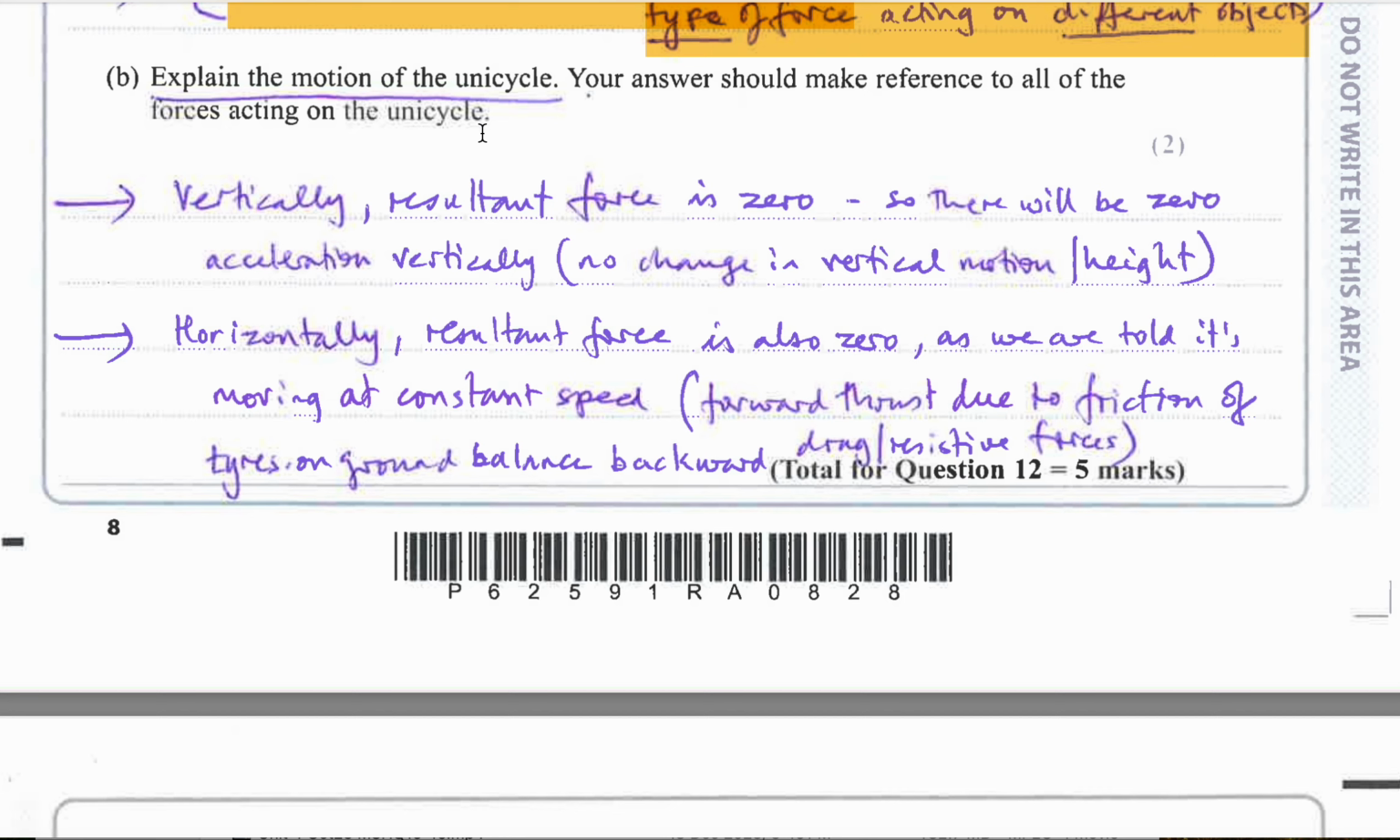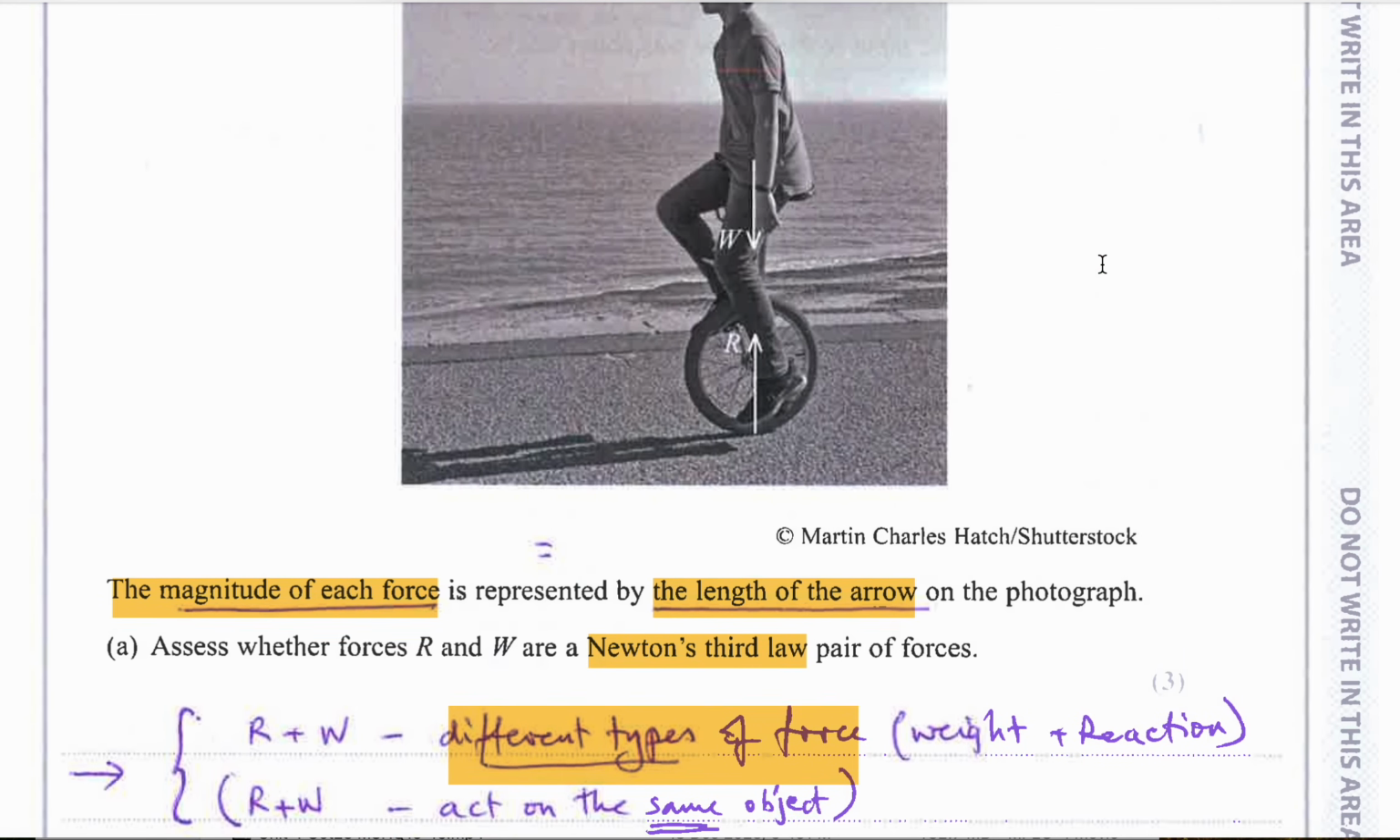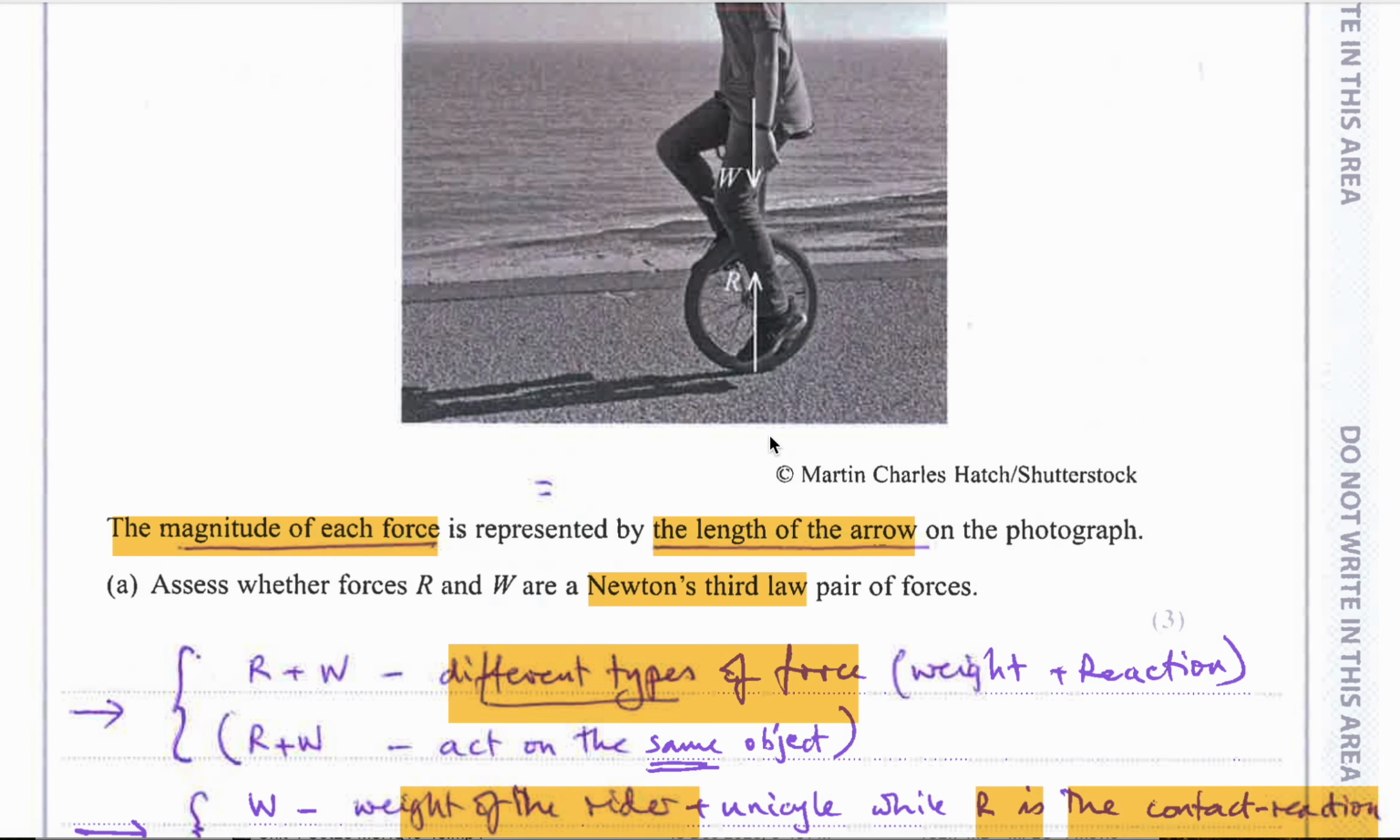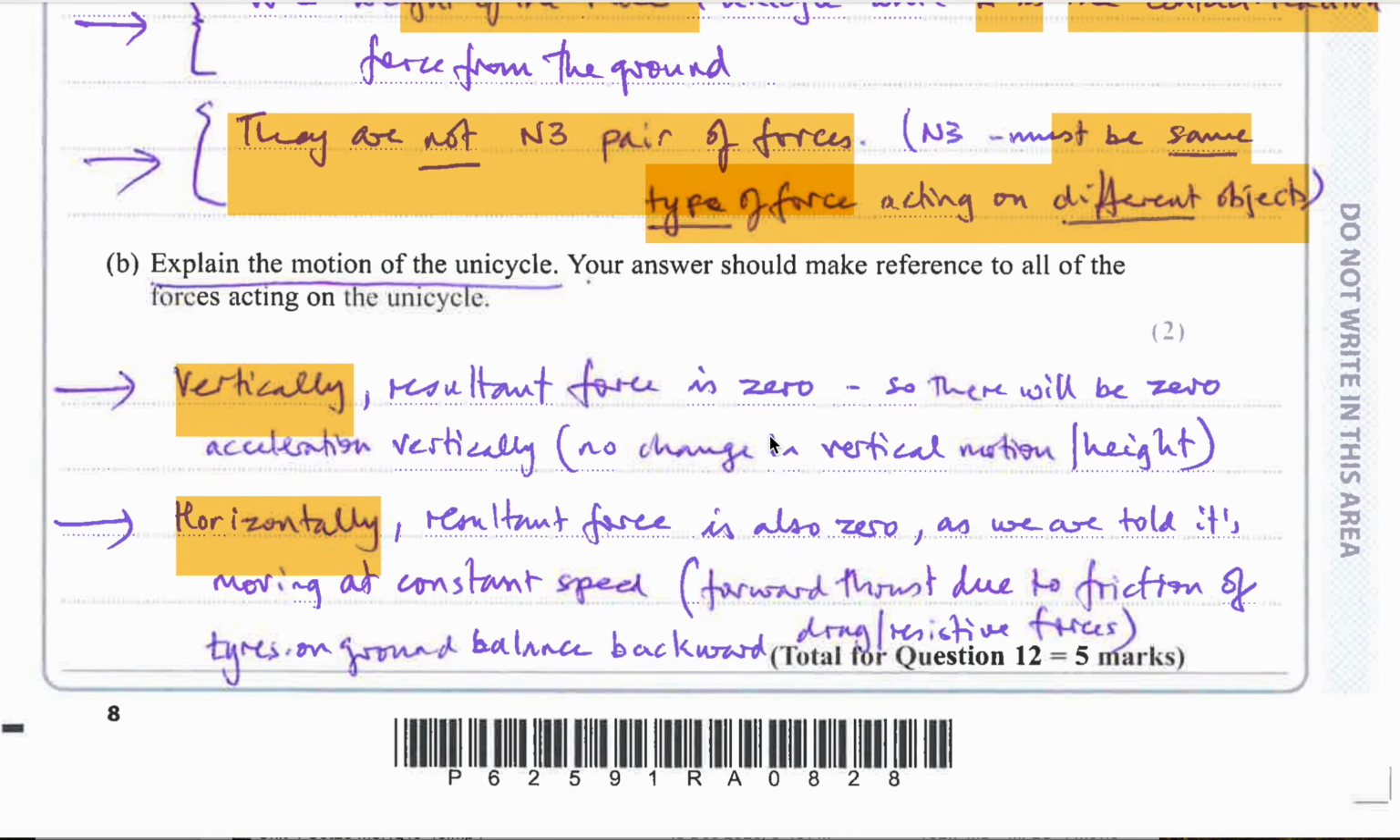Well, motion is in 2 perpendicular directions, vertical motion and horizontal motion. So it's 2 marks, so presumably that's what they want you to do. Vertically, the resultant force is 0, so there will be 0 acceleration vertically. No change in vertical motion or height. So if you look back at the diagram, the W and R are equal and opposite, so they are a balanced pair of forces, a Newton's first law pair of forces. So you have a balanced situation, so there is no resultant force, so there is no resultant acceleration.